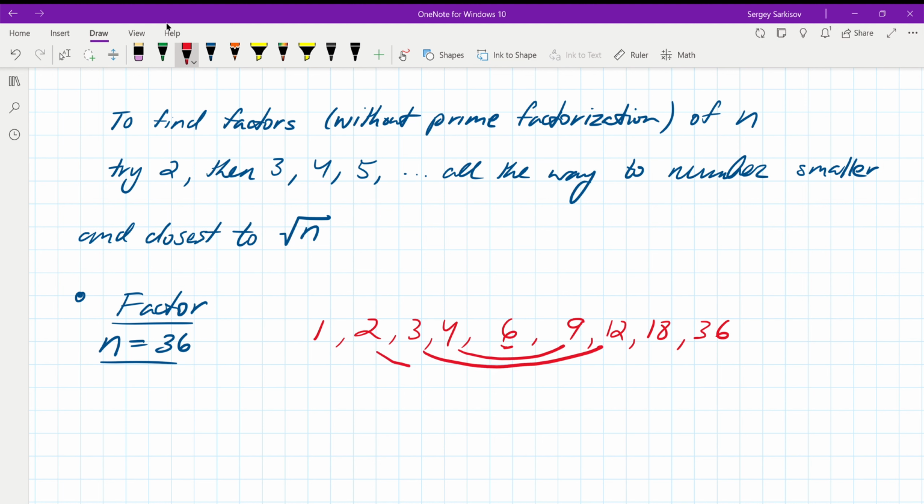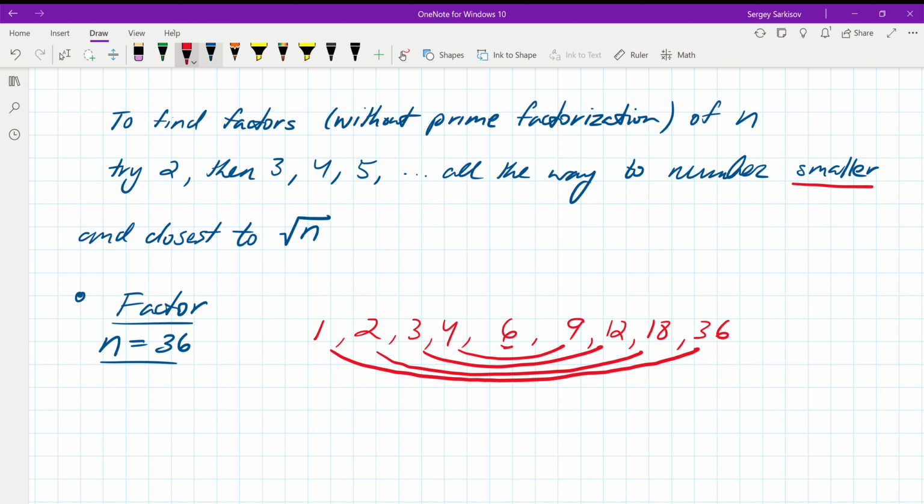And so you're wondering, how did I know? The square root of 36 is 6, and we don't go after 6. If I try 7, that would be a number past what we need. 8, 9, oh, 9 we already did, so we don't have to do it again. So that's the idea: closest to, smaller than or equal to.